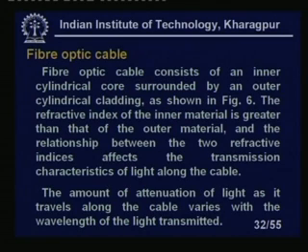Fiber optic cable consists of an inner cylinder core surrounded by an outer cylinder cladding as shown in figure 6, which I have shown. The refractive index of the inner material is greater than that of the outer material, and the relationship between the two refractive indices affects the transmission characteristics of light along the cable. The amount of attenuation of light as it travels along the cable varies with the wavelength of the light transmitted. Okay, this is very important.